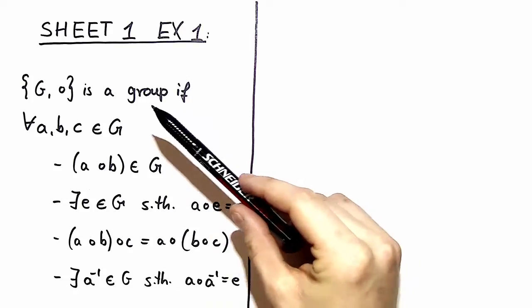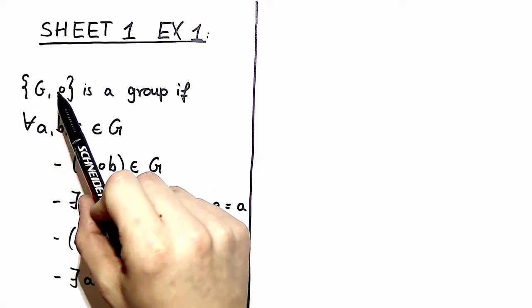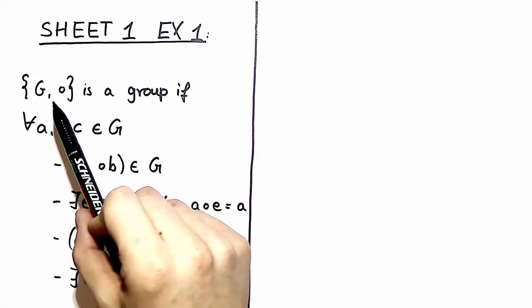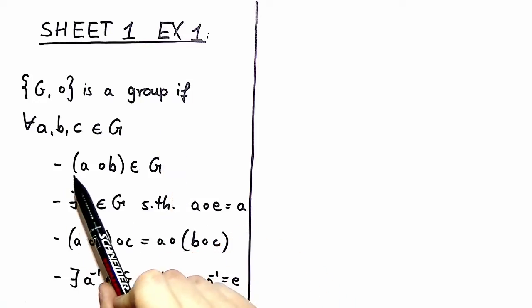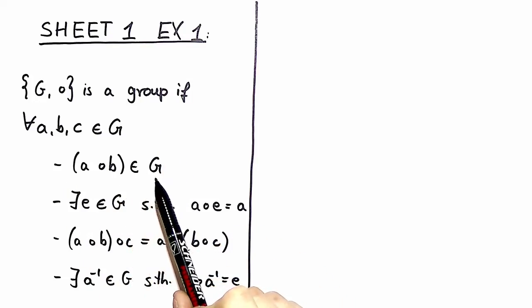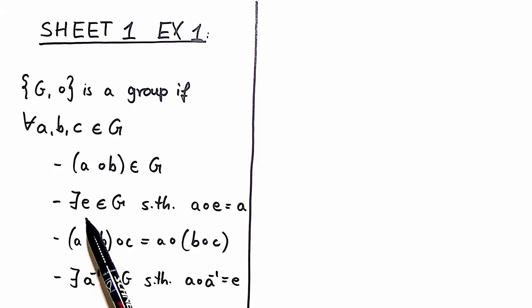Again, here the definition: a set of elements G endowed with a multiplication operation is a group if the combination of any two elements in the group is in the group too. If we have what we call an identity element in the group, which leaves any other element invariant, we have associativity of our multiplication, meaning it doesn't matter if we combine the first two elements and then the third one or the other way around. And for any element A, we have an inverse, which we denote by A to the minus 1, which gives the identity.